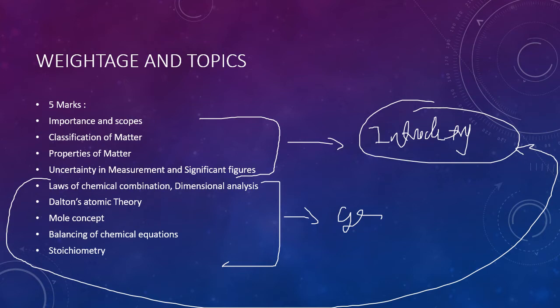All right. So first, let's understand the first parts, and then we will come towards the last four parts. In this video, we will be discussing these two: the importance and scopes of chemistry and classification of matter. This particular chapter is further subdivided into different videos. So in this video, we will be discussing importance and scopes and classification of matter.